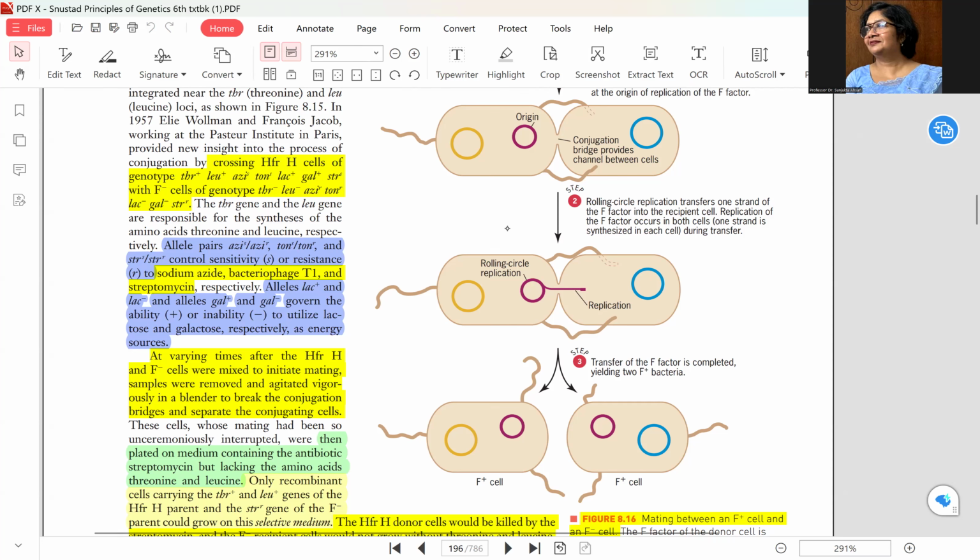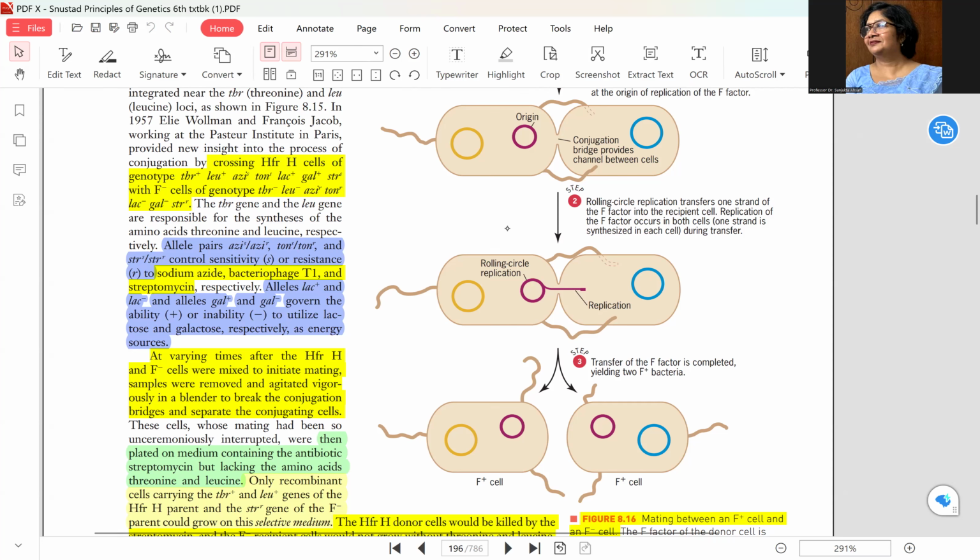Same for leucine. Recipient was leucine minus. So after this conjugation phase, if it cannot grow in the absence of leucine, that is, in the plate in which you did not add leucine, the recipient did not grow. The plate in which you added leucine, the recipient grew, meaning that the recipient is still not able to synthesize leucine. That is why it is only growing in the plate when leucine was provided. Then you would know that the recipient did not receive the leucine gene or the threonine gene from the donor.